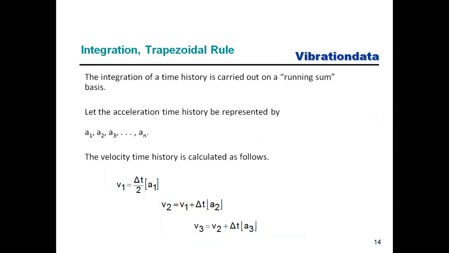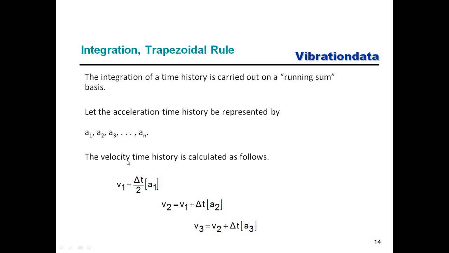Okay, let's talk about some formulas here. We're only going to do this kind of just sort of an overview. For integration, typically what we do is we just use a trapezoidal rule. That works good enough. And this integration is a running sum integration. So let's let our acceleration values be these, a lowercase a. So we have a sub 1, a sub 2, a sub 3. These are all the acceleration amplitude points up to a sub n. And there's going to be a delta t. Well, delta t is going to be the time step.